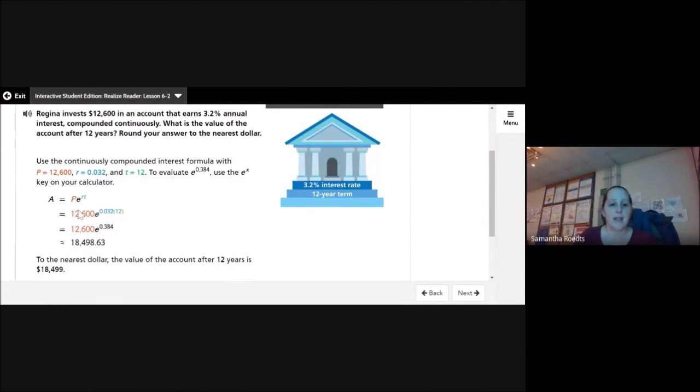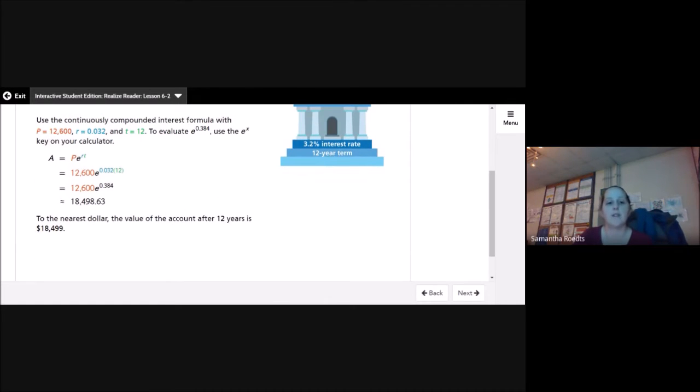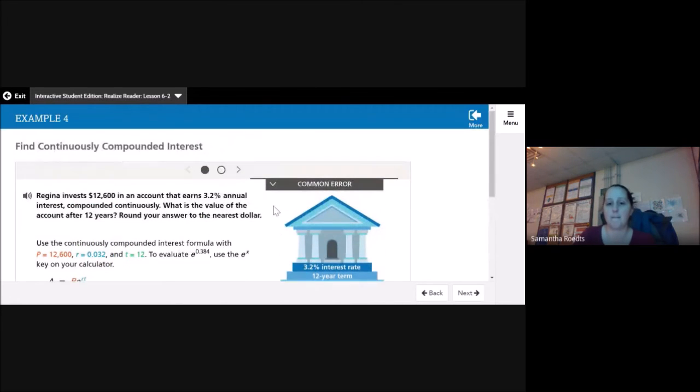So when I do that, I get $18,498.63. Okay, so they did the 0.032 times 12, which gave us that 0.384 number. So to the nearest dollar, the value of the account after 12 years is $18,499.